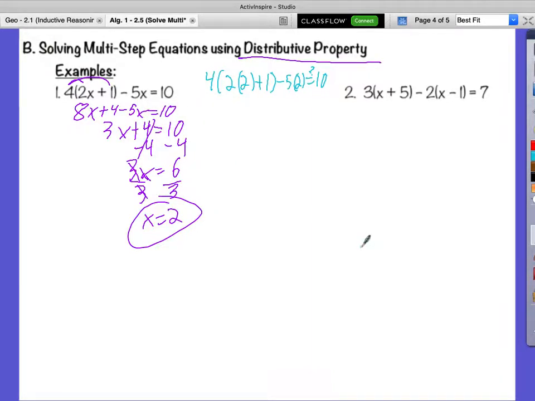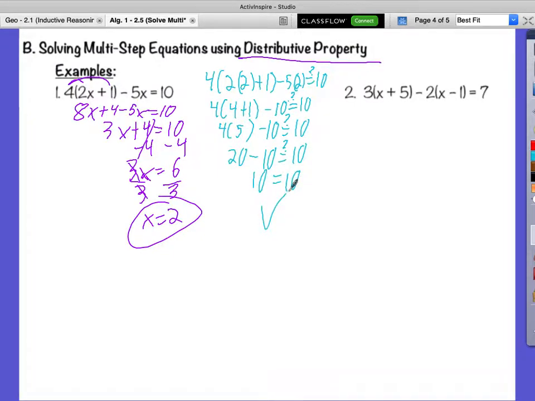So now, walk through this. Inside the parentheses, 2 times 2 is 4. So 4 times 4 plus 1 minus 5 times 2 is 10 equals 10, okay? 4 plus 1 is what number? 5. Boom. Thank you, Serenity. 4 times 5 is 20. Hey, does 20 minus 10 equal 10? Whoa, wait, cool.